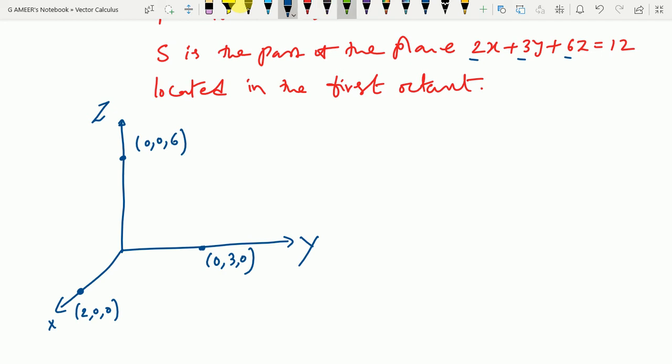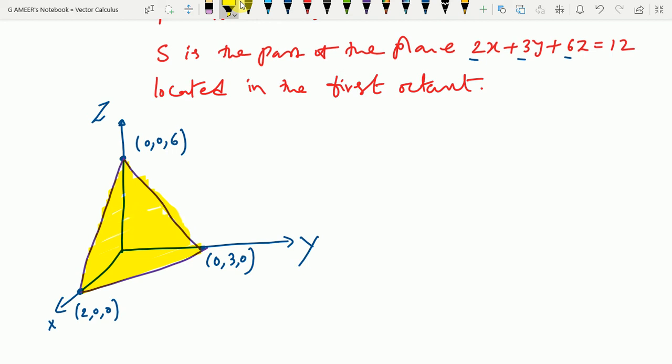Now the plane equation will look like this. Now you join this line, and this line, and this line. This is the given area. So this is what they have given for us, and we need to estimate this. Across this area we need to evaluate the force. The field is given, and that field we need to evaluate across this area.